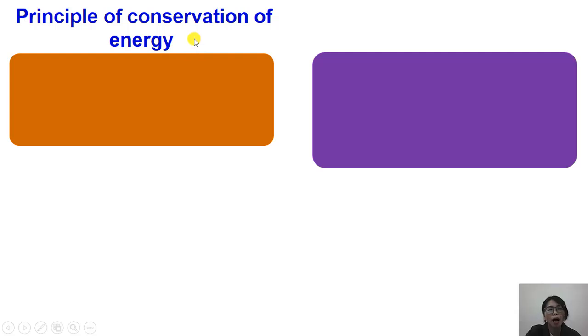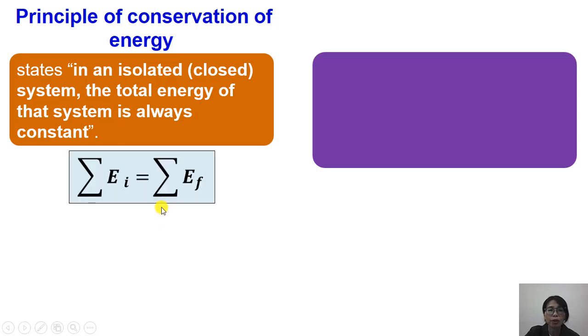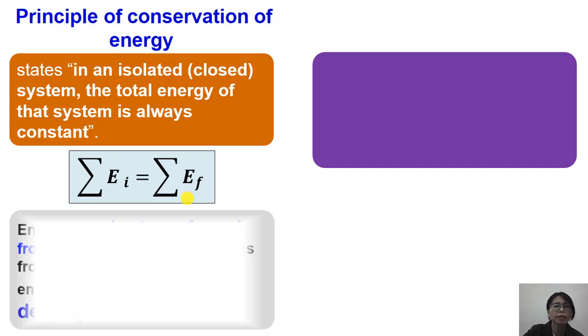A very important principle in physics is the principle of conservation of energy. According to this principle, for an isolated or closed system, the total energy of that system is always constant. What is meant by constant? Constant means the total amount of energy at an initial state or initial position must always equal the total amount of energy at a final position or final state.